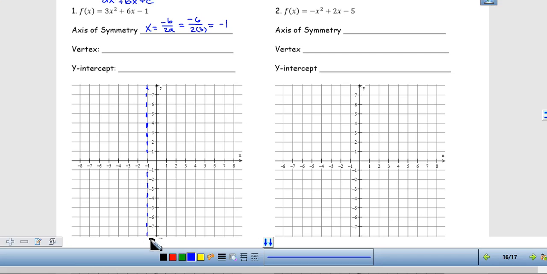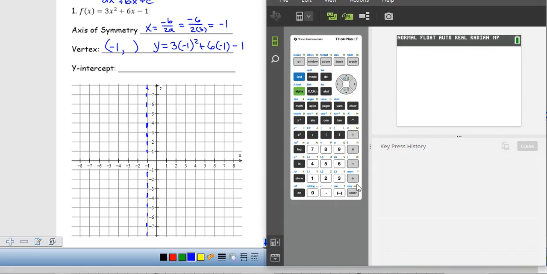So one of the easiest ways to find the vertex is to take this x value and to plug it into our original equation. So everywhere that you see an x, let's put negative 1. Y equals 3 times negative 1 squared plus 6 times negative 1 minus 1. If you need to use your calculator, that's fine. Remember the difference between a negative sign and a subtraction sign.